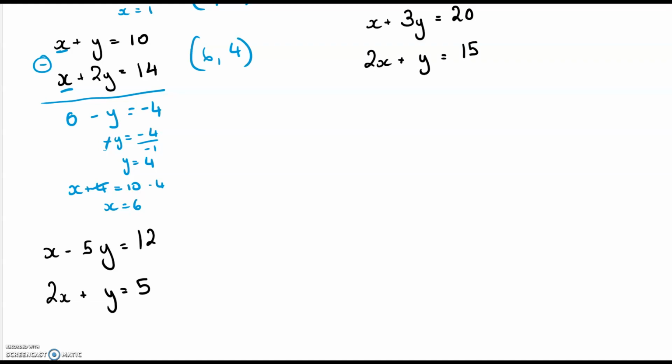Okay, second one. Now this one's a little bit different because we can see here we've got 1x plus 3y equals 20, and then 2x plus 1y equals 15. So I don't have the same amount of any of those. So I'm going to have to add in a bit of an extra step here.